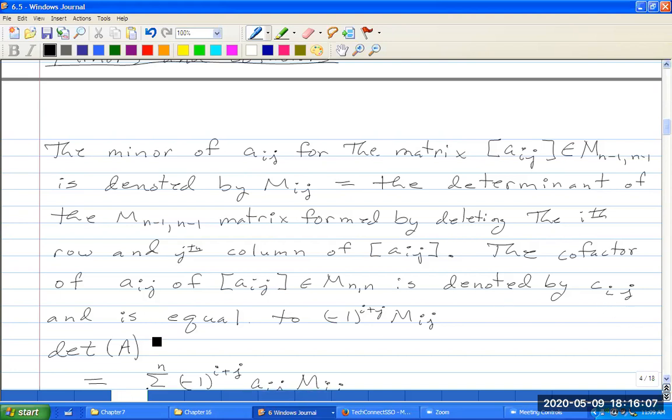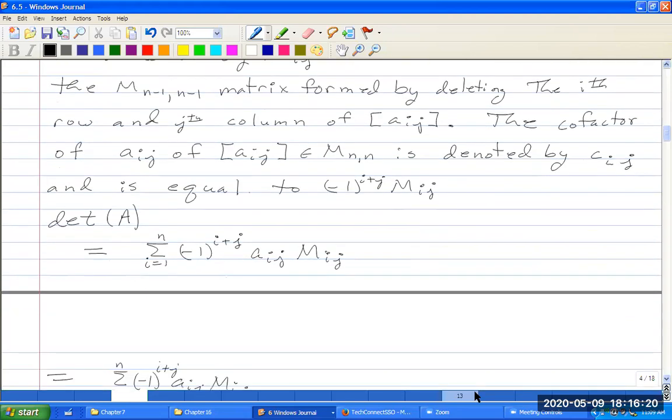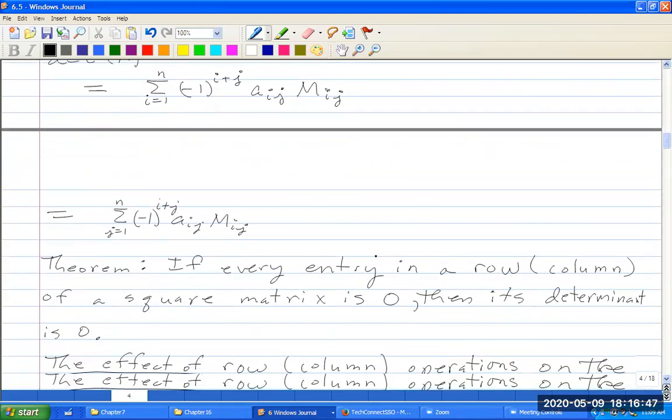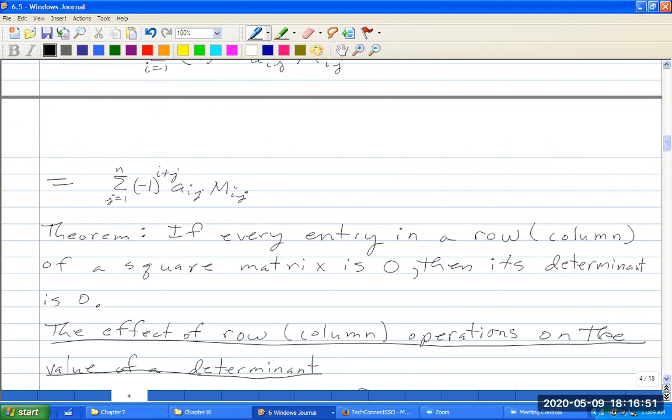The cofactor of a sub ij is denoted by c sub ij and is equal to -1 to the exponent i plus j times this minor, m sub ij. The determinant of the matrix A is just the sum, i equaling 1 to n, of -1 to the i plus j, a sub ij times m sub ij. So it's the sum of minors, which is equal to, if you want to do it the other way, expanding along the row, the sum j equals 1 to n of -1 to the i plus j, a sub ij, m sub ij.